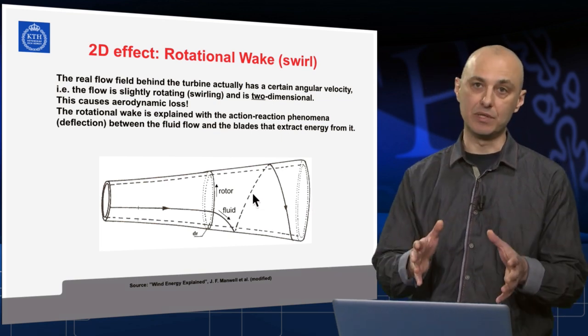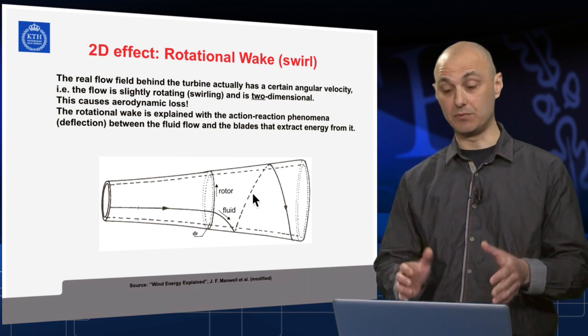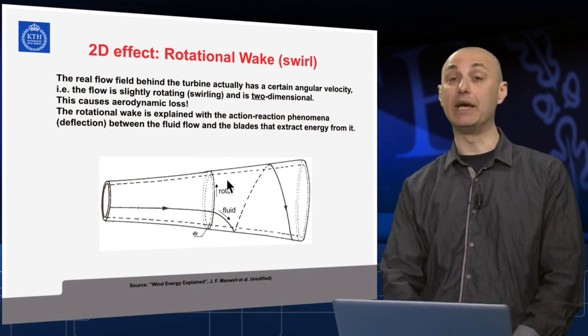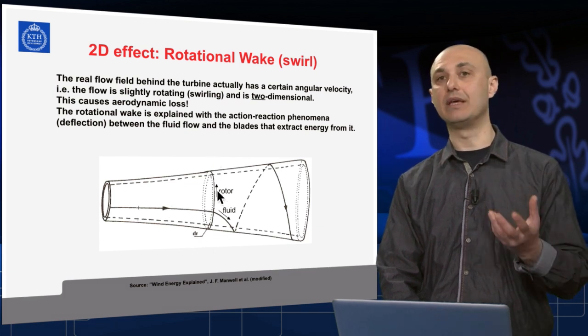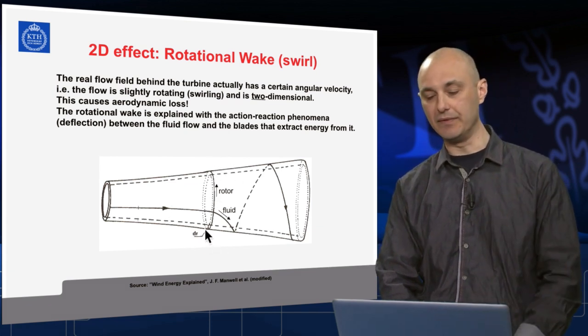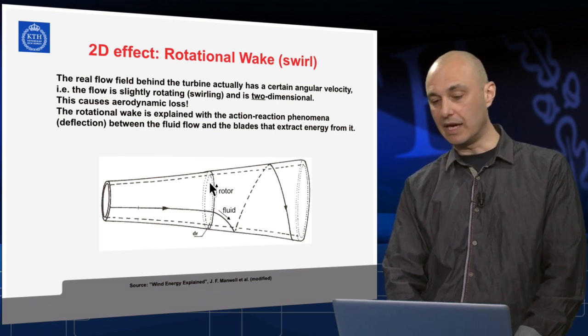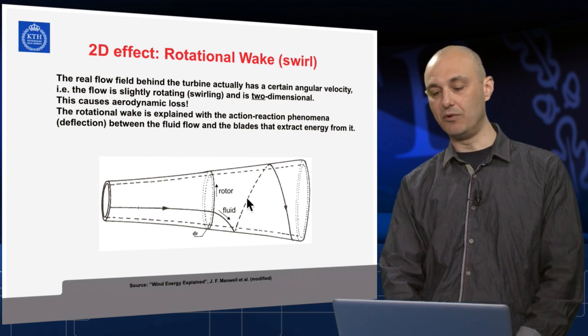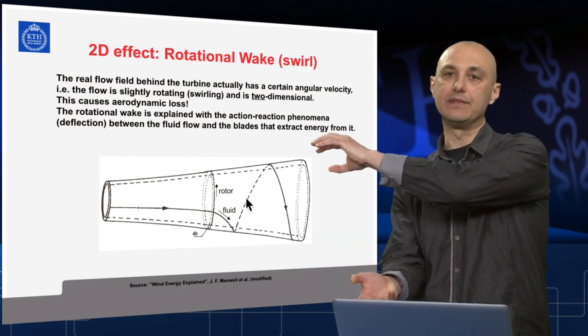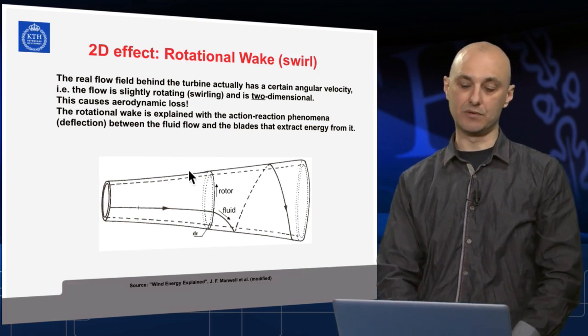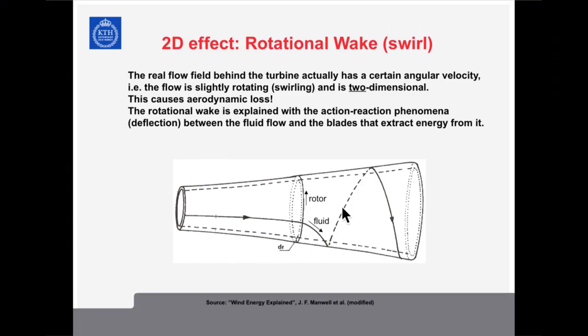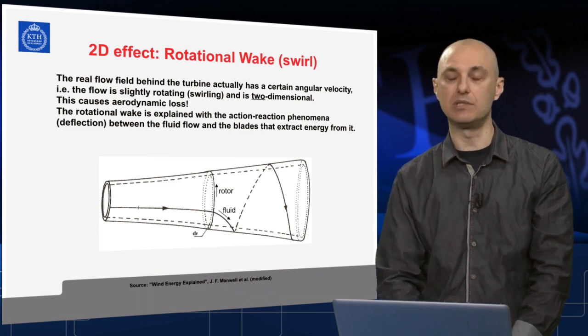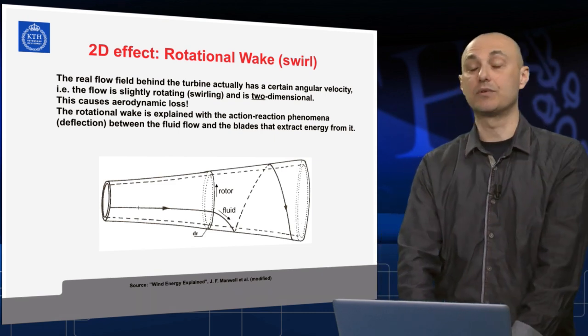Now, having an actual device composed of blades that would extract energy from the fluids by rotating themselves, the thing has to move, otherwise there is no work being done. But by moving, we deflect the fluid in the opposite direction. So the flow behind the turbine rotates in the direction opposite of the rotor rotation, slowly moving away from the turbine and rotating. This rotation is called simply a swirl or rotational wake.